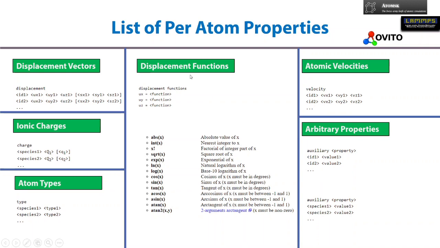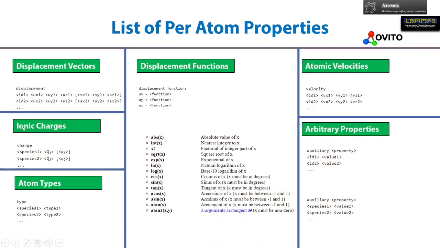If your displacements are not numerical values and are in the format of a function, you can also use the displacement functions keyword, and here ux equals a function, and you can use all these functions along with the operators plus, minus, multiplication, division, etc. Then if you want to define the atomic velocities, you can use the keyword velocity, the ID type and the velocity components along the three axes.